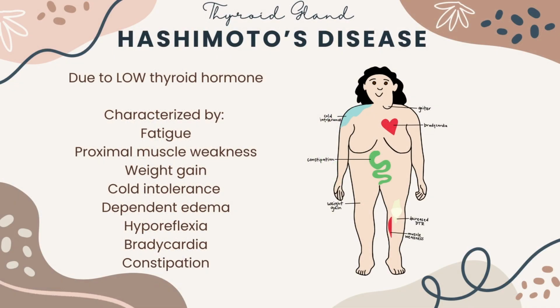Next is Hashimoto's disease. So this is an autoimmune disorder affecting the thyroid gland where the thyroid gland no longer produces thyroid hormone, leading to a low thyroid hormone in the body. It is most common among middle-aged women. It is characterized by fatigue, proximal muscle weakness, weight gain, cold intolerance, dependent edema, hyporeflexia, bradycardia, and constipation. Treatment includes oral thyroid hormone replacement therapy.